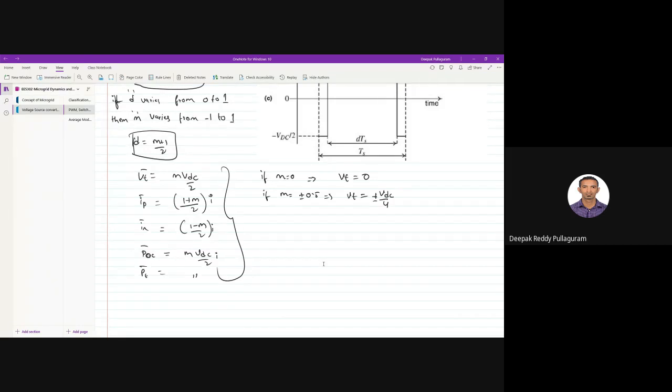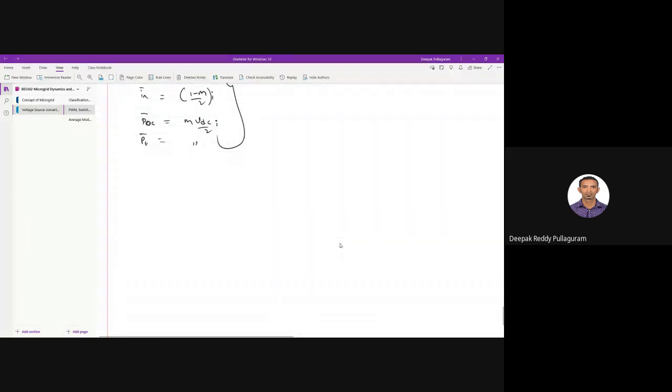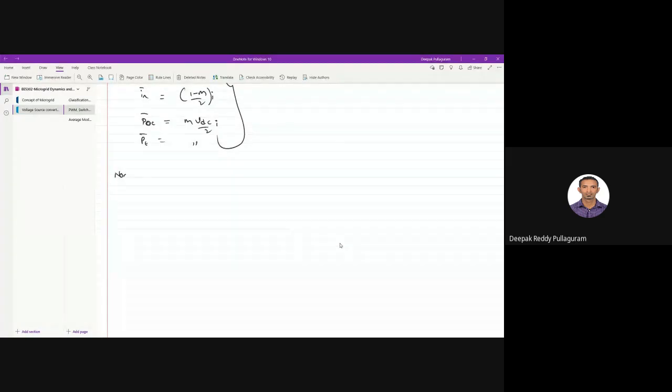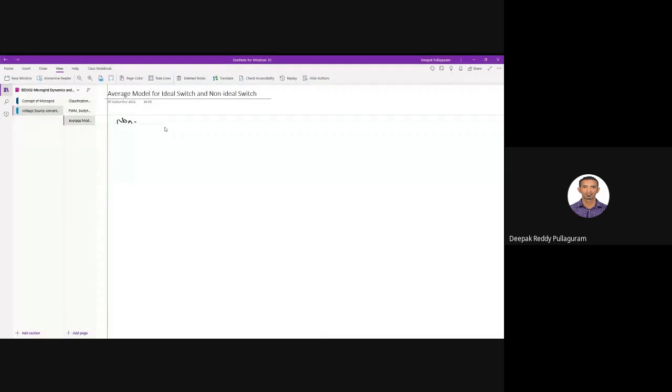So till now, we did everything for ideal conditions, ideal systems. Now, shall we check for non-ideal conditions? What happens in the system? Let me remove this. Non-ideal switch.